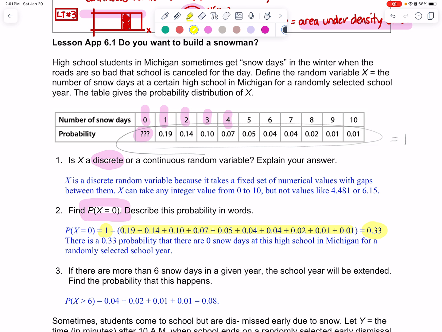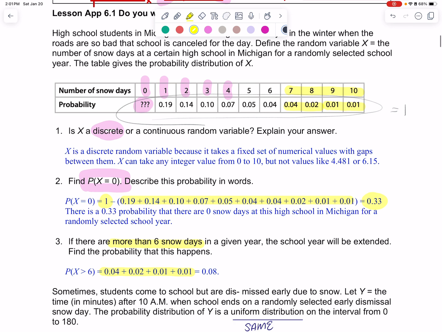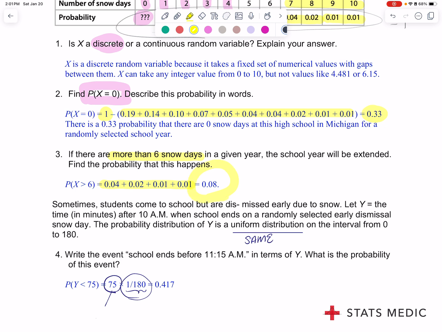If there are more than 6 snow days in a given year, the school year is going to be extended. So what's the probability that happens? More than 6 snow days are the 7, 8, 9, 10. So that's why you're going to see the probabilities of 4%, 2%, 1%, and 1% added up to get 8%.